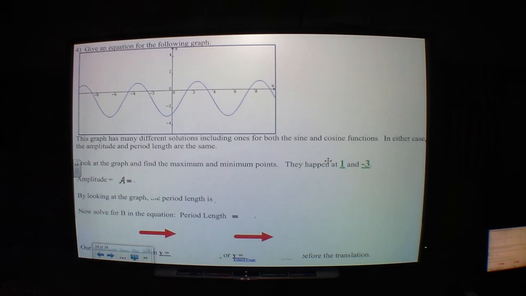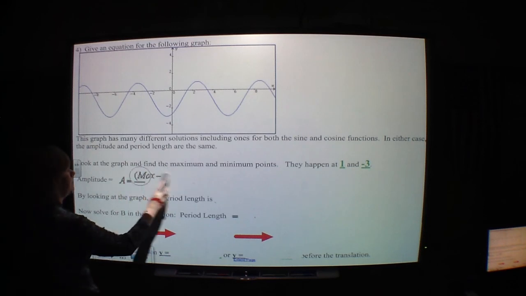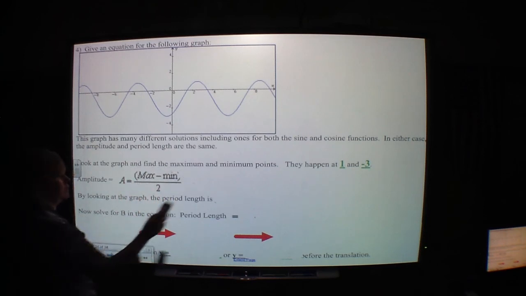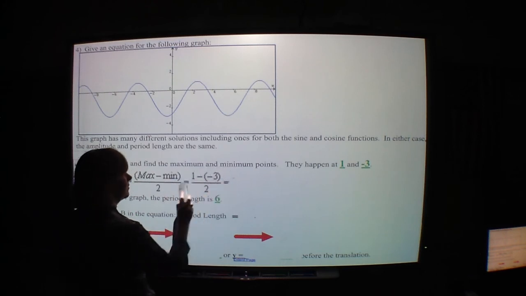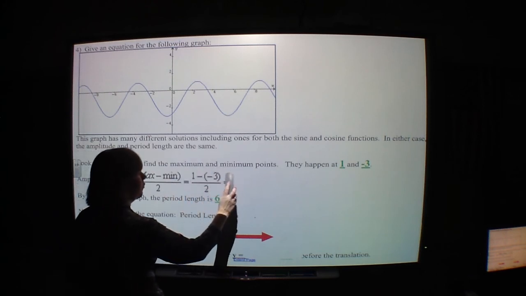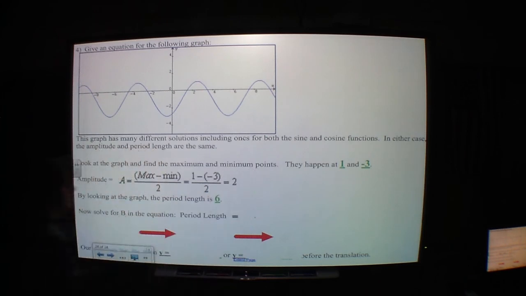Okay? Remember, the formula for amplitude was maximum minus minimum divided by 2. Maximum minus minimum divided by 2. My maximum is 1. My minimum is -3 divided by 2. 1 minus a -3 is 4 divided by 2, which gives me 2.